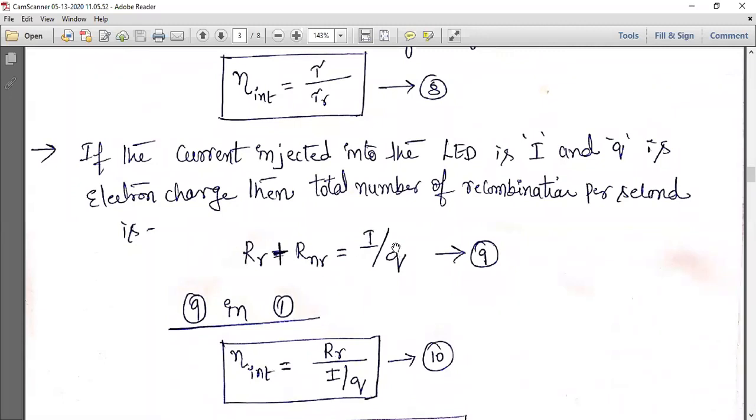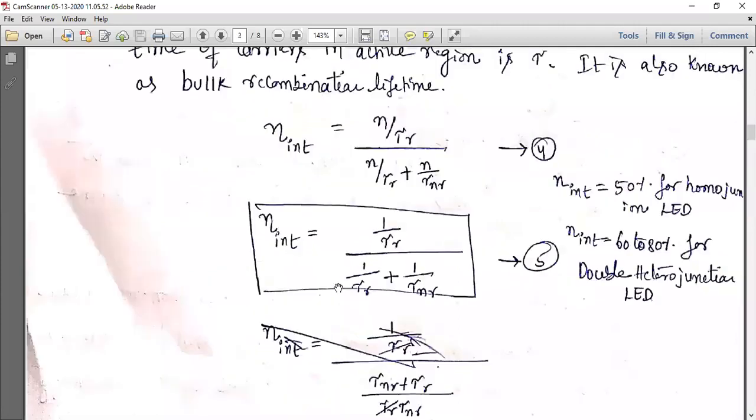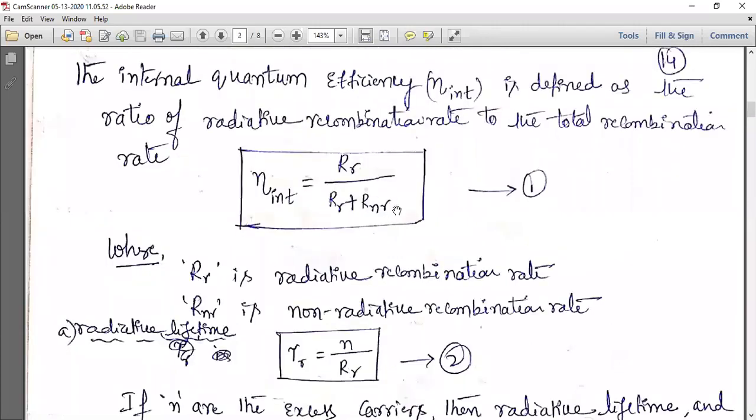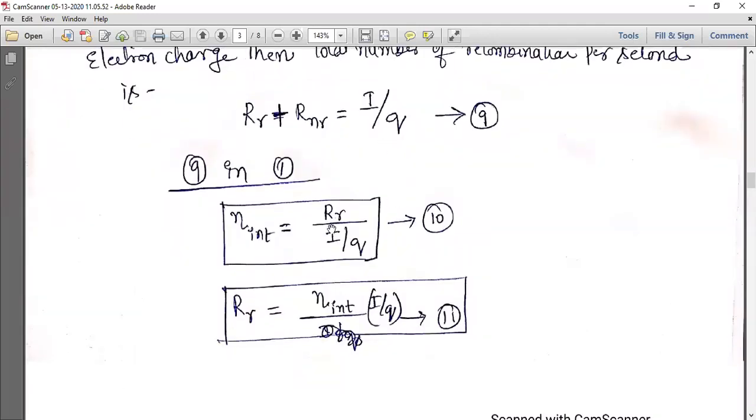So this may lead to radiative recombination as well as non-radiative. So heat may be generated, light may be generated, anything can happen. So it is the combination of both: I by Q, current divided by the electron charge. Now R_R plus R_NR is there in the first equation. So we know that R_R plus R_NR can be replaced by I by Q, current divided by the time. So this is the one. Next, R_R is equal to the internal quantum efficiency multiplied by I by Q.